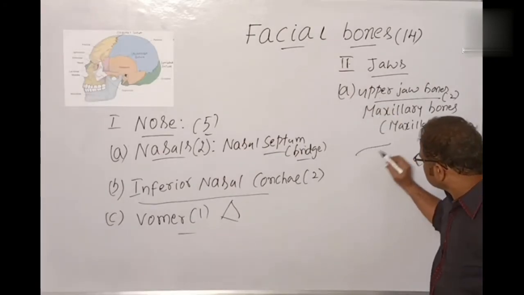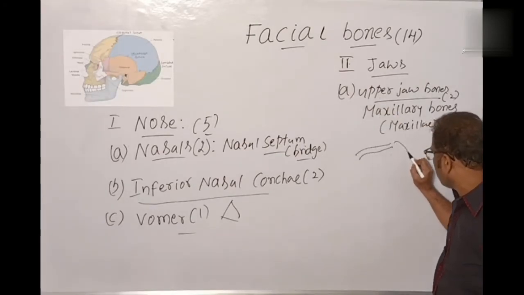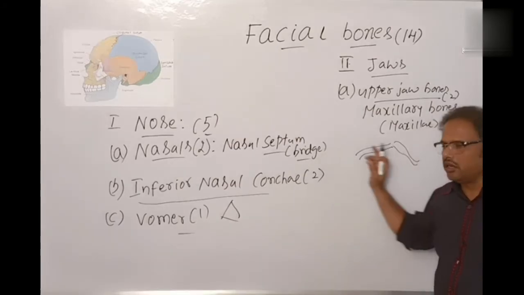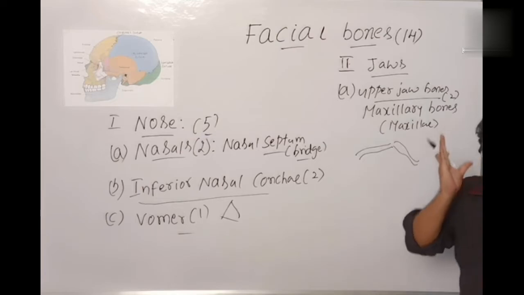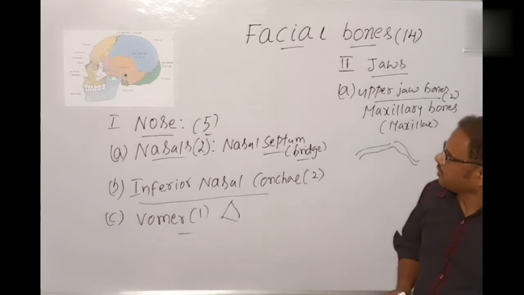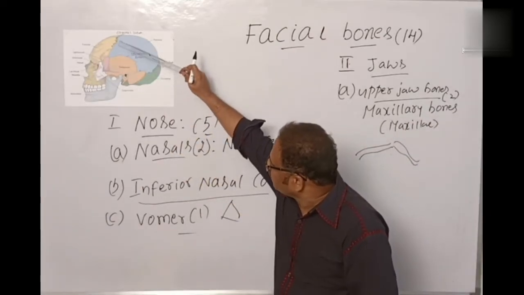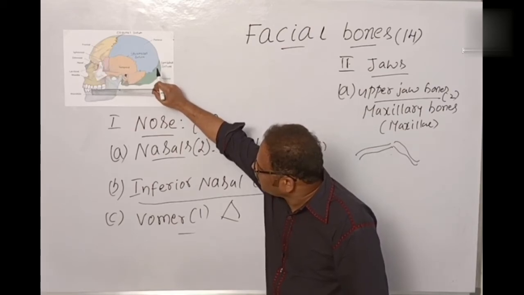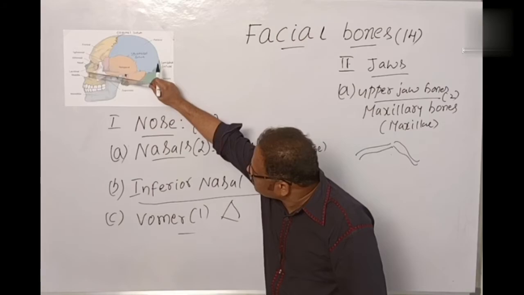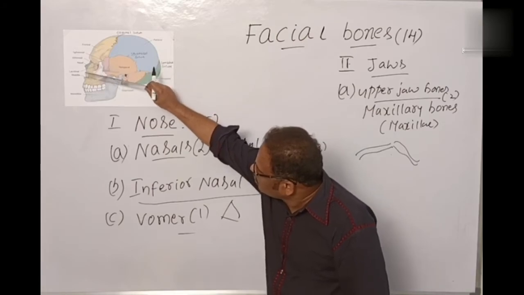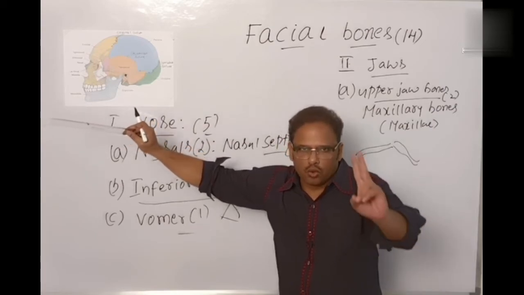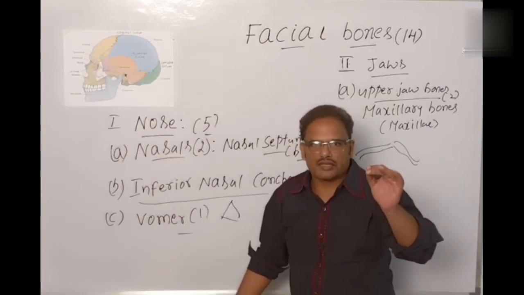Here is one like this, and here another forms like this. This is the right maxilla and the left maxilla. They form the upper jaw. You see here, this is a maxilla. This one here is the mandible, the lower jaw. This is the upper jaw, the maxilla. Maxilla is singular, maxillae means plural. 2 maxillary bones are there, which are called maxillae.